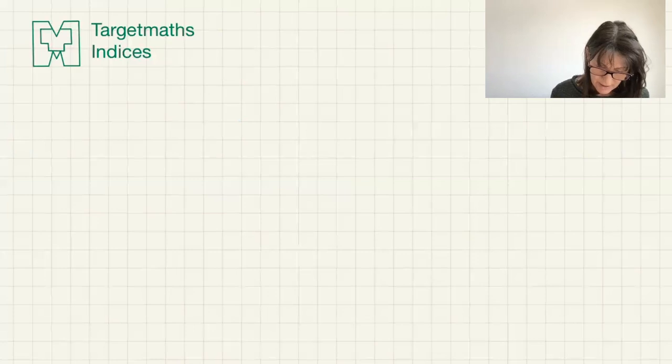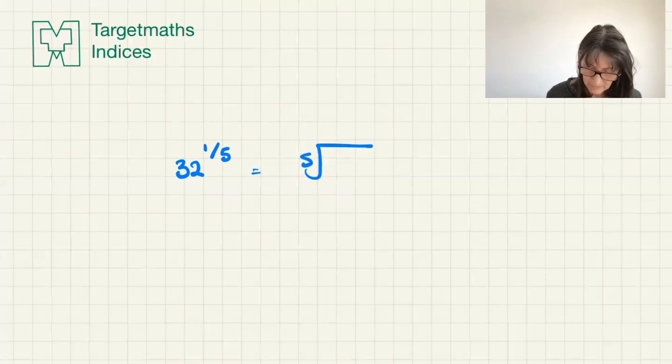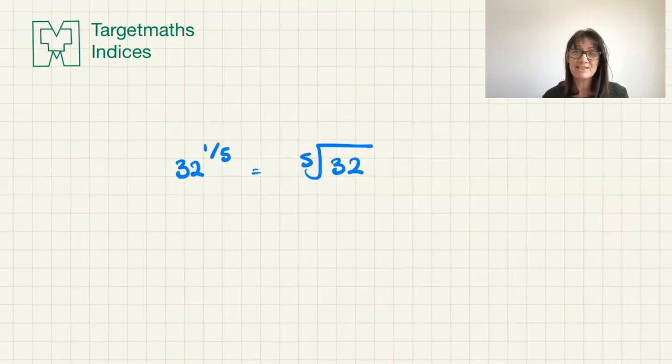Let's do 32 to the 5th. Okay, 32 to the 5th. So this is going to be the 5th root of 32. So a number multiplied by itself 5 times. It's probably going to be a pretty small number. It is. It's 2. And that would be your answer there.